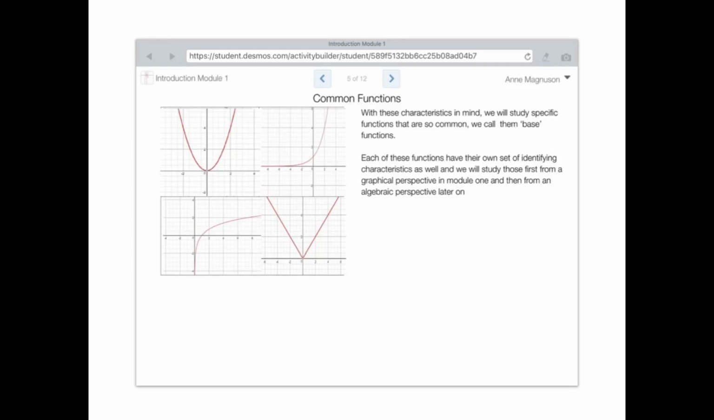With these characteristics in mind, we will study specific functions that are so common we call them base functions. Each of these functions have their own set of identifying characteristics as well, and we'll study those from a graphical perspective first in Module 1, and then from an algebraic perspective later on.